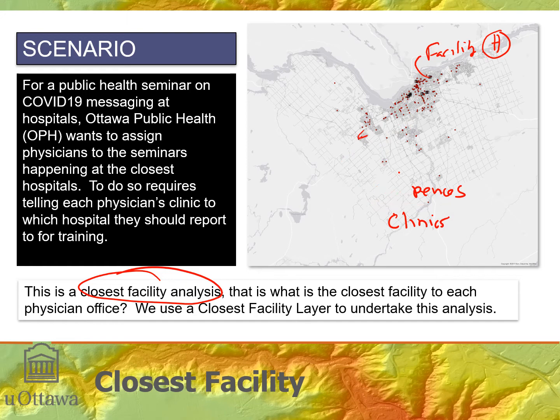And that's called the closest facility analysis. The names of the network classes are facilities and incidences. And remember, facilities are always the things you want to go to, and incidences are the things you want to go from.